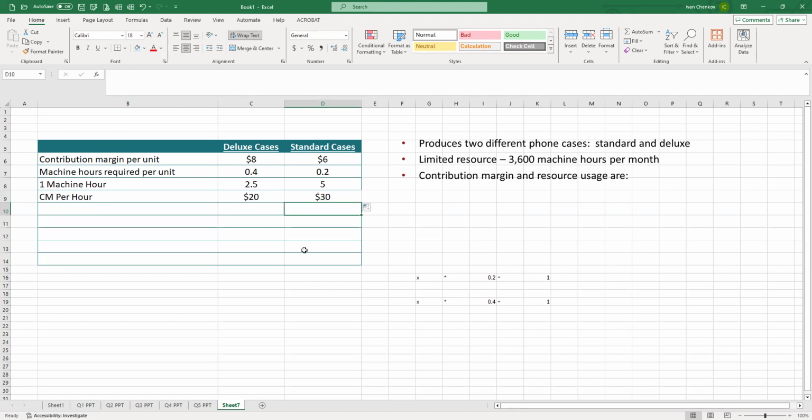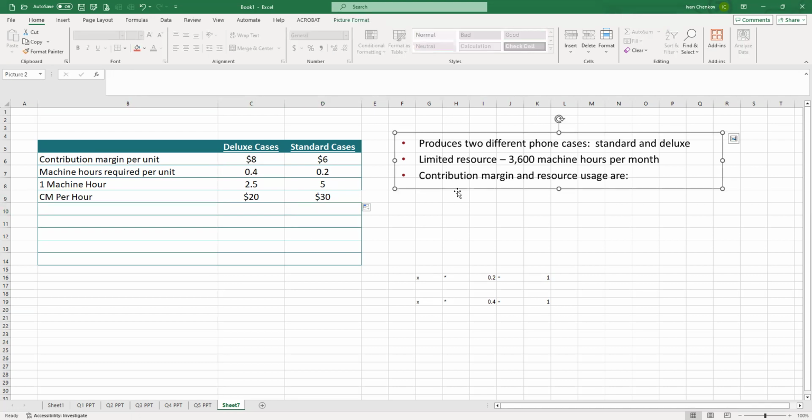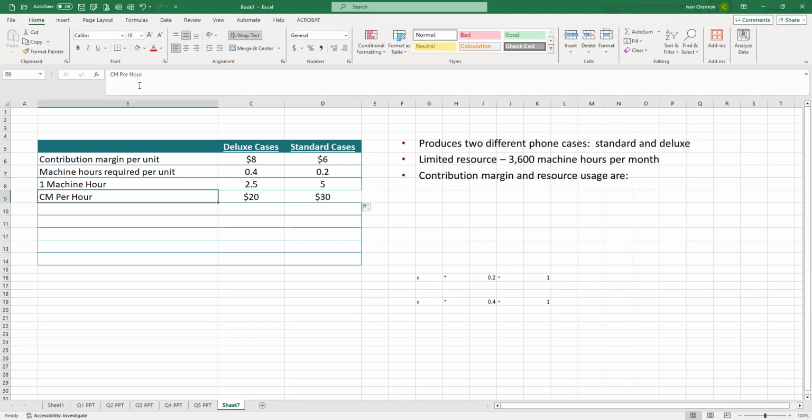So which product is more profitable within the limited resource, which is machine hour? Standard case. So which should I focus first? The one that is profitable. I should focus first on the standard case, and if there's available capacity, then I can move to the deluxe case. Make sense?